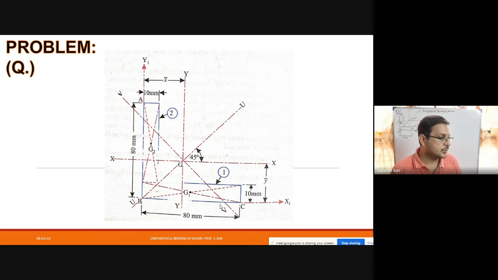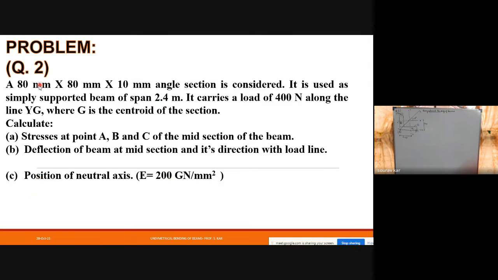Okay. So G1 and G2, these are two CGs, and we have to calculate their location. Obviously, very important. Location is not given. We have to find it out. And along that, there are three different points which they have told already. In this question, they have told to find out stresses at points A, B, C, deflection of point at midsection, and position of neutral axis.